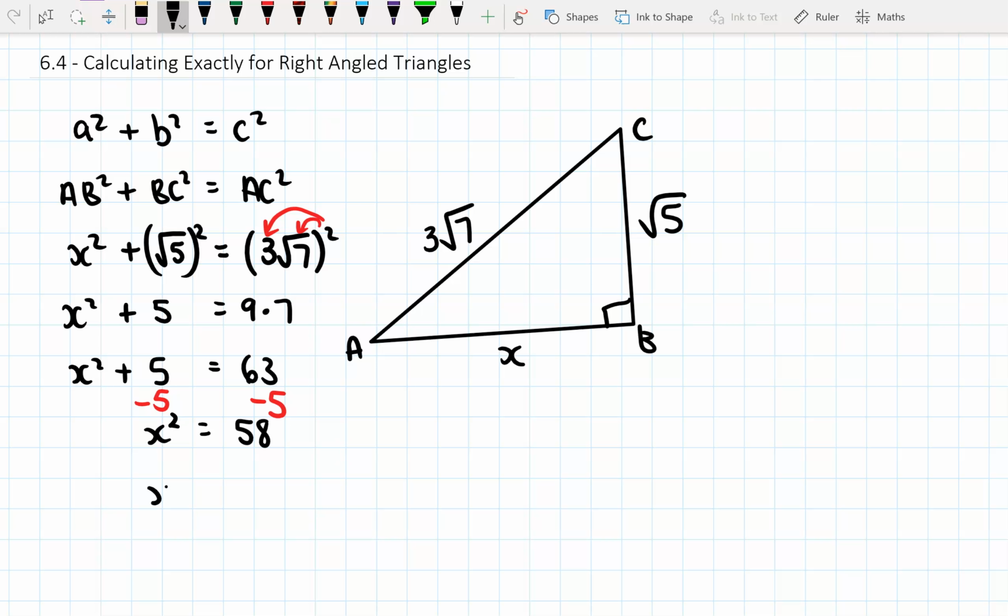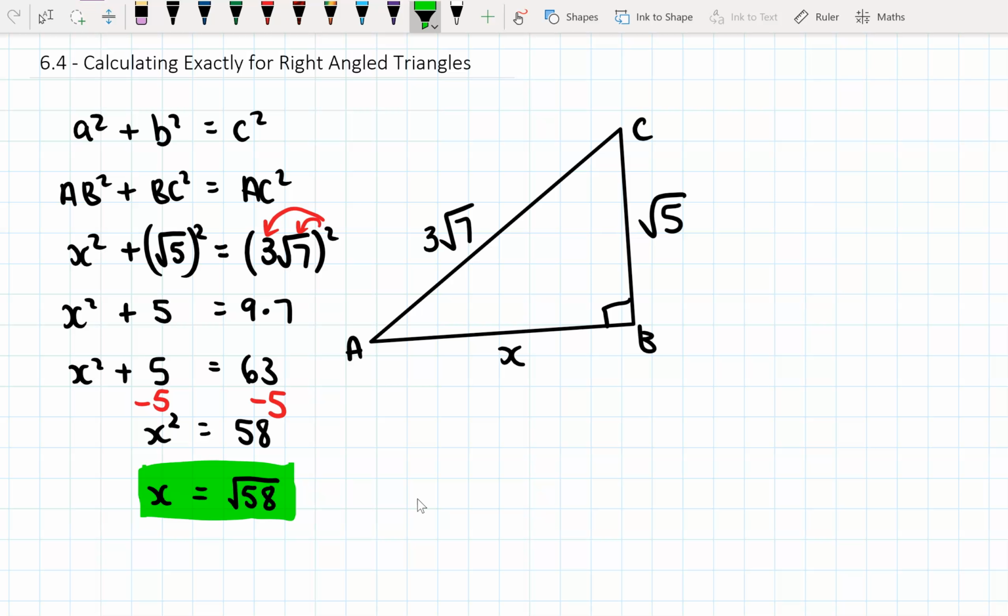Now, to get x by itself, we have to take the square root of both sides. So we have the square root of 58. This is not a square number, so it's not something that we can take the square root of. That means it's irrational. With irrational numbers, the decimals after the decimal point go on forever, which means that we can't actually write them in a clear way. What we have here, x is the square root of 58. That is exact. That's as precise as we can get this. So we want to keep it in that form so that we have an exact answer.